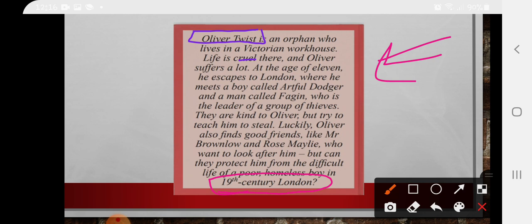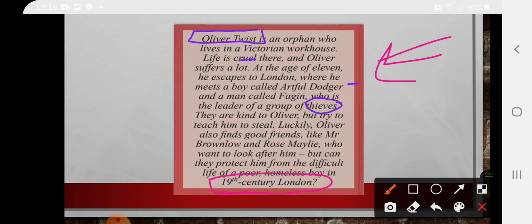He goes to London, where he meets a boy called Artful Dodger and a man called Fagin. So he meets 2 characters. Who are these characters? Artful Dodger and a man called Fagin, who is the leader of a group of thieves. What's the meaning of thieves? Those people who steal things. Okay, so this man, Fagin, is the leader of a group of thieves.